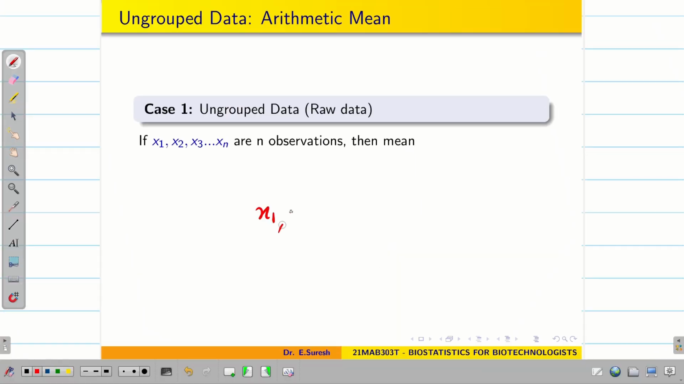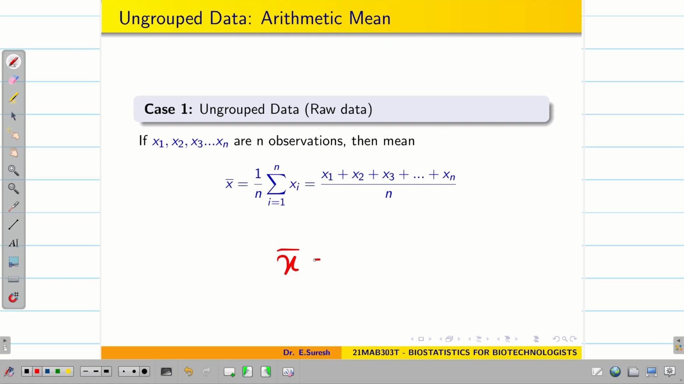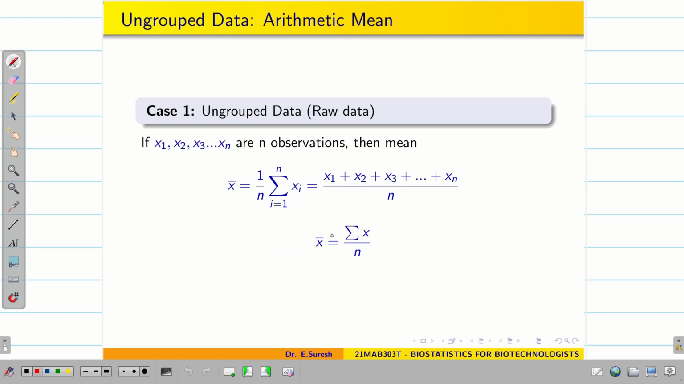If the data is given as x1, x2, etc., xn, now we have n observations. Then the arithmetic mean is going to be x bar. We say it as mean or arithmetic mean or average. So the notation is going to be x bar. X bar is equal to, first you sum all the n data and divide it by n. For simplicity, I am just considering summation x divided by n.